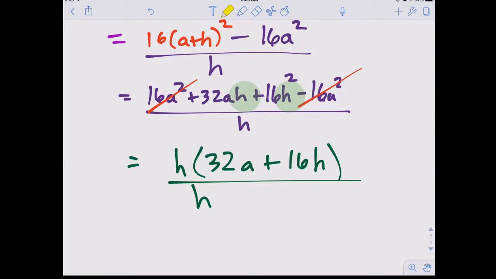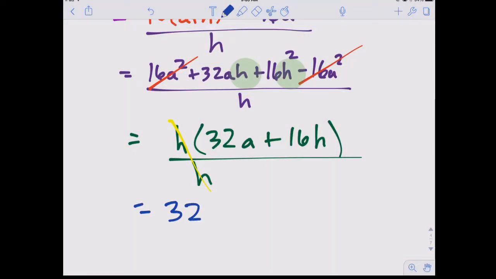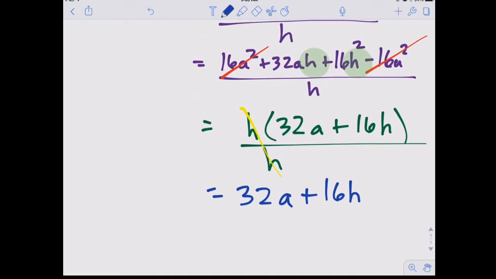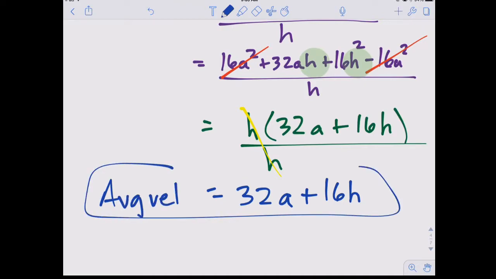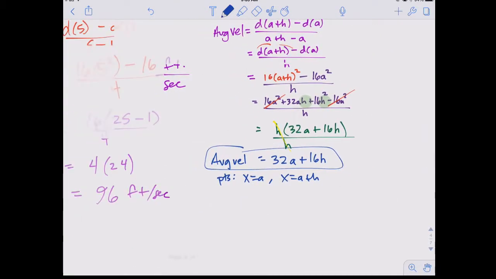My goal is to get rid of the h in the denominator. There is a common factor of 16 that you could factor out. Now that those are gone, I am left with 32a plus 16h. And notice that gives me the average velocity between any 2 points from x equals a to x equals a plus h.